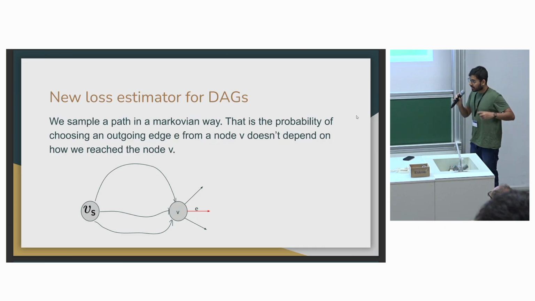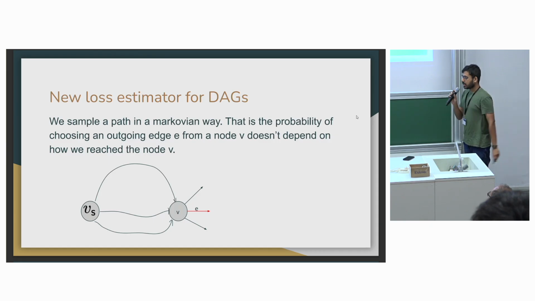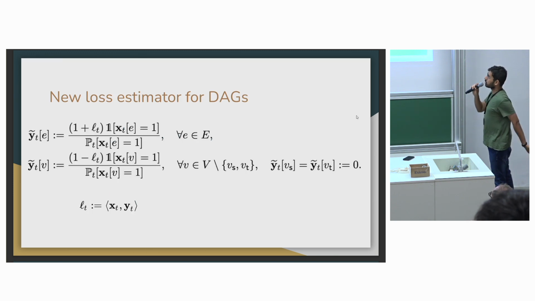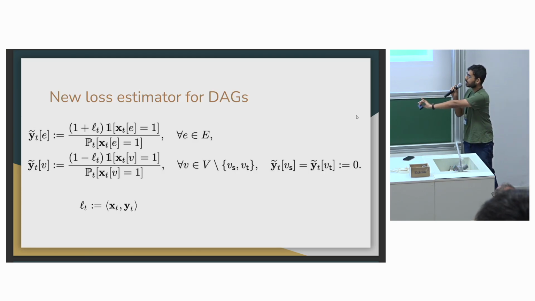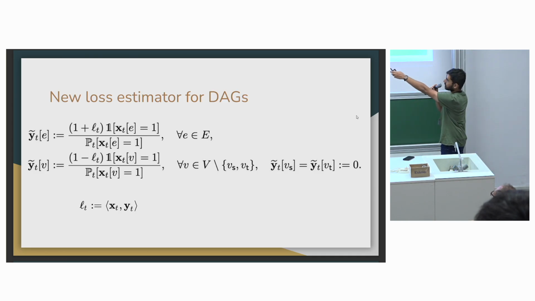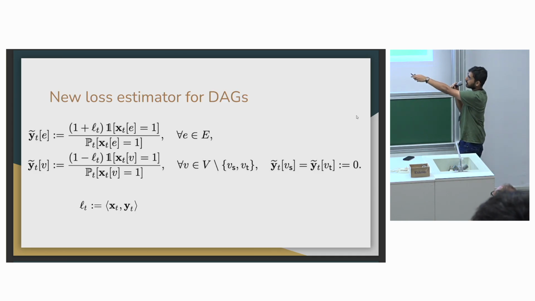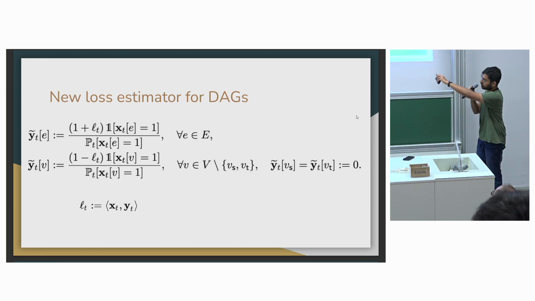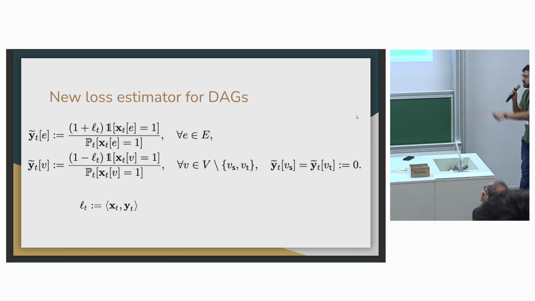Essentially, if I reach a particular node V, then the probability with which I'll choose the next node will not depend on how I reached that node V. So this is what our new loss estimator looks like. It mimics the standard multi-armed bandit loss estimator. For the edge, you have 1 plus L_t multiplied with the indicator that the edge was chosen, divided by the probability that the edge was chosen. Similarly for the vertex, you have 1 minus L_t times the indicator that the vertex was chosen, divided by the probability that the vertex was chosen. This is the new estimator that we propose.